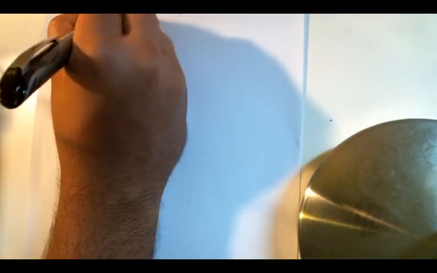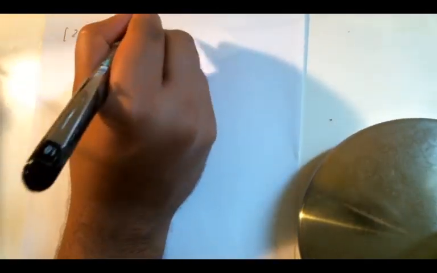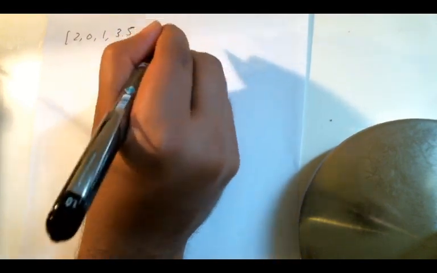And we never repeat. Okay, so let me go through that in-order traversal of our sorted array. So our sorted array was 2, 0, 1, 3.5, 4, 5, and 3.